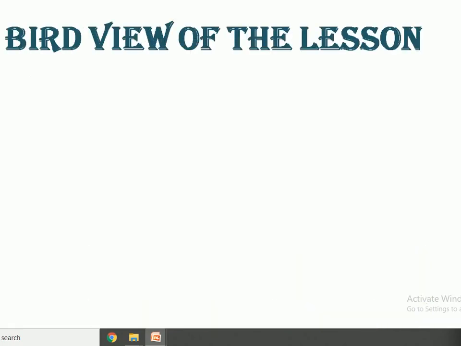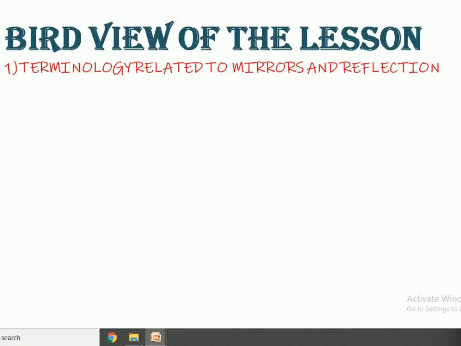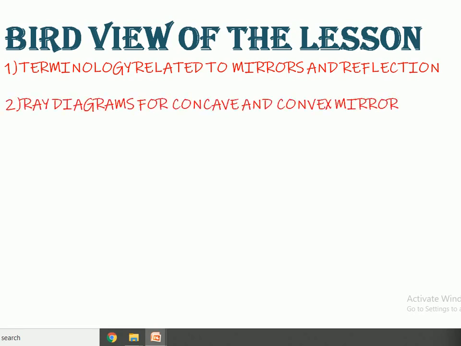Now let us go for the bird's-eye view of the lesson. Bird's-eye view in the sense, what are the basic concepts which you are going to learn in this first lesson. First one is terminology related to the mirrors and reflection. That means if you know the terminology related to the mirror, the communication becomes easier. Terminology means basic small definitions related to the mirror, and the ray diagrams for the convex and concave mirrors. Ray diagrams give a proper knowledge of image formation.